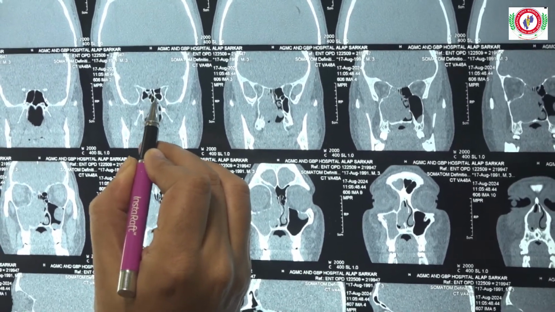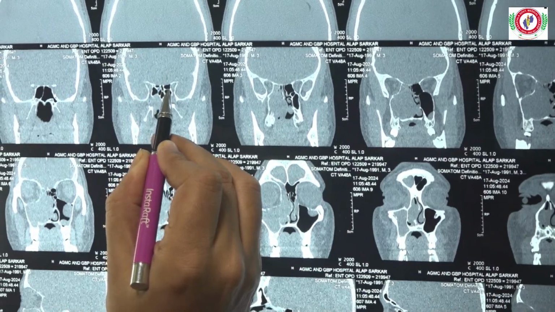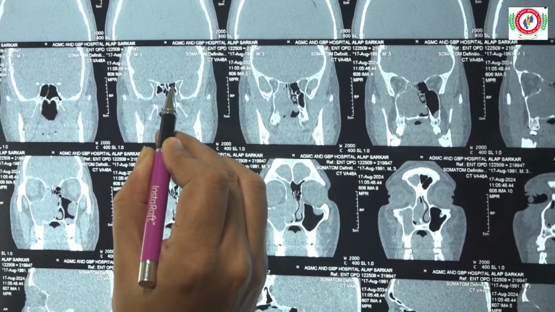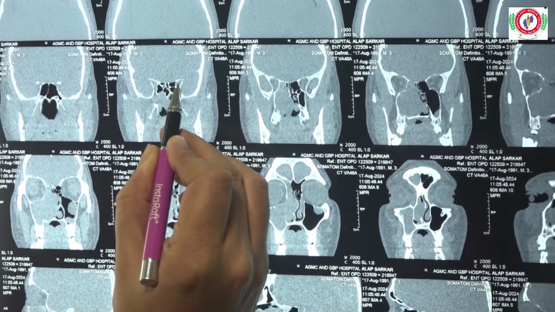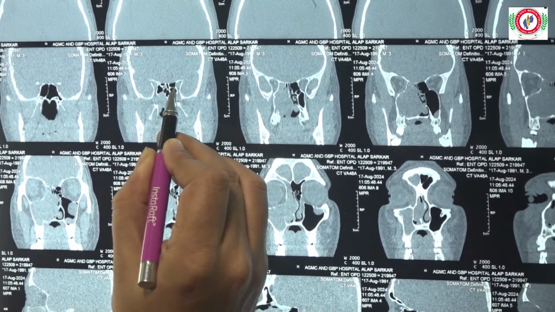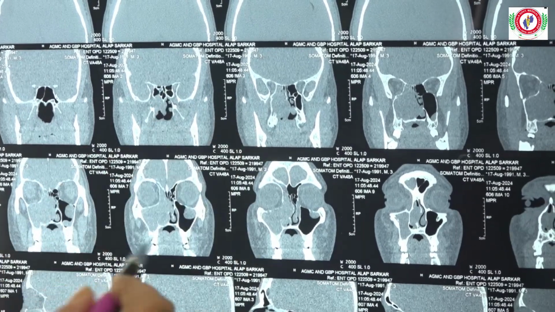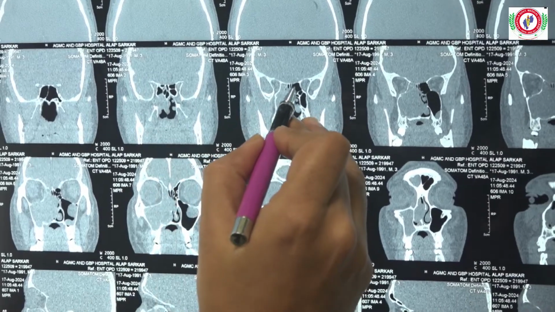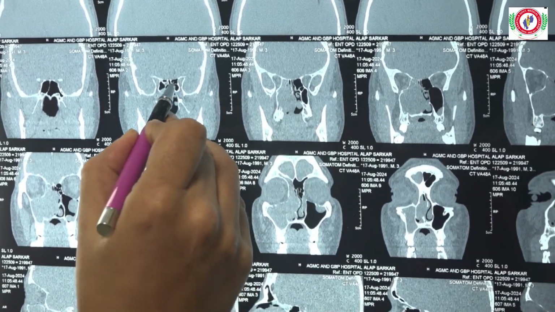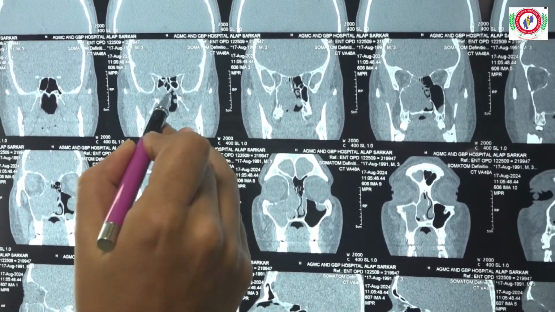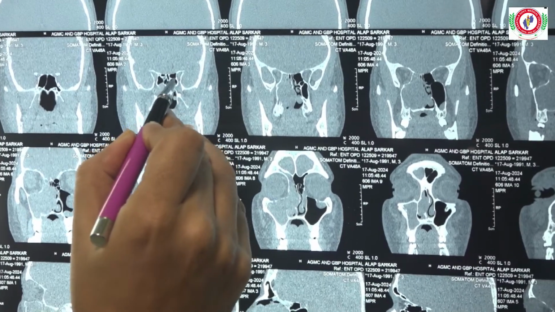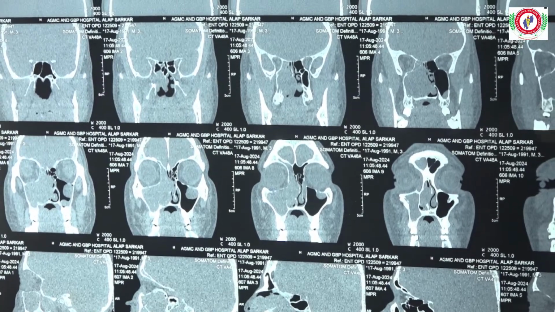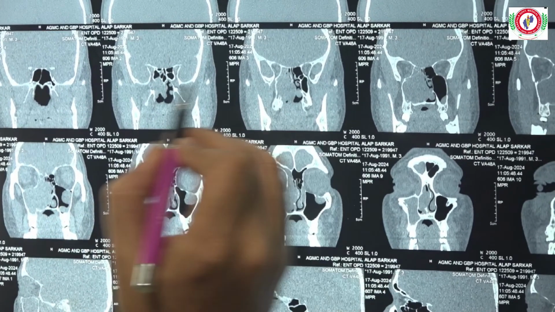Now see, this is the posterior ethmoid cell. This posterior ethmoid cell is extending posteriorly here. See, and this is the orbital apex. So this is the sphenoid sinus. All right. These are the partitions in the sphenoid sinus, and this is the extension of the posterior ethmoids into the posterior most part near the orbital apex. This is what? A Onodi cell. This is how your Onodi cell will look.